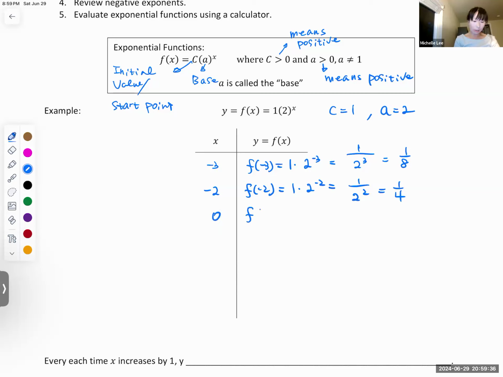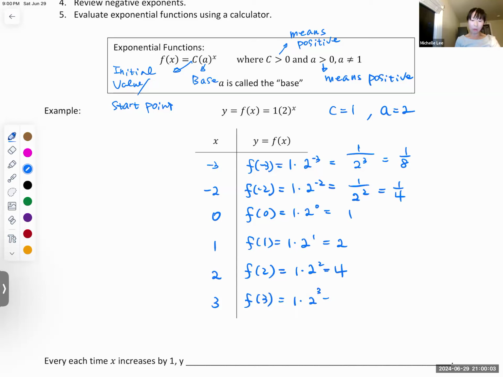And 0: f of 0 equals 1 times 2 to the 0 power, which is 1. 1: f of 1 equals 1 times 2 to the first power, which is 2. 2: f of 2 is 1 times 2 squared, equal to 4. And 3: f of 3 equals 1 times 2 to the third power, which is 8. So we keep doing that.